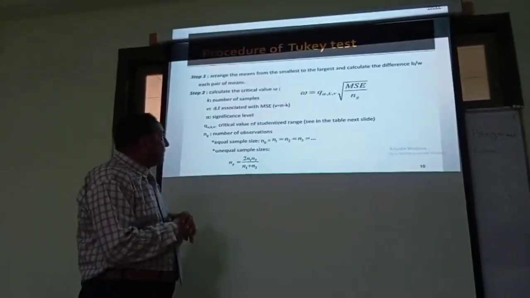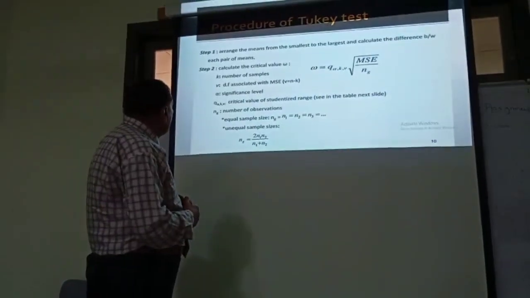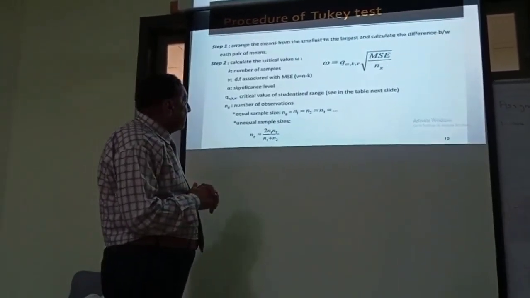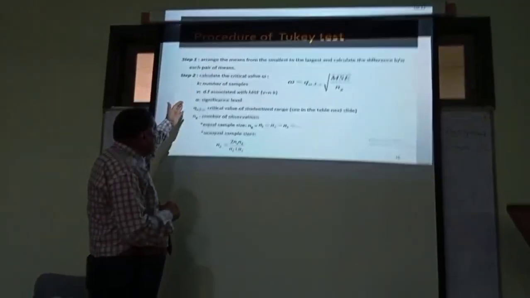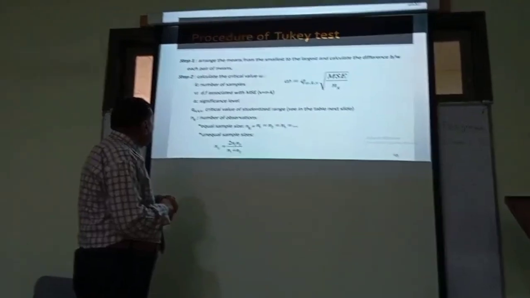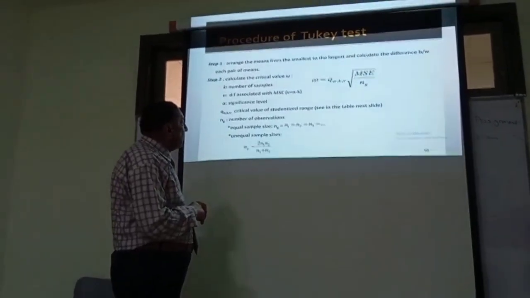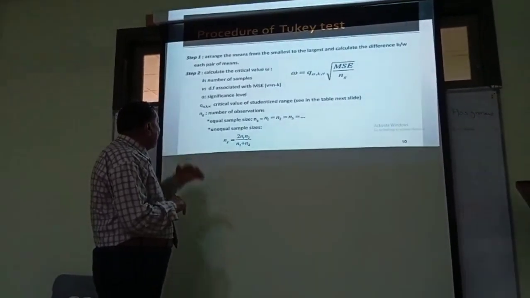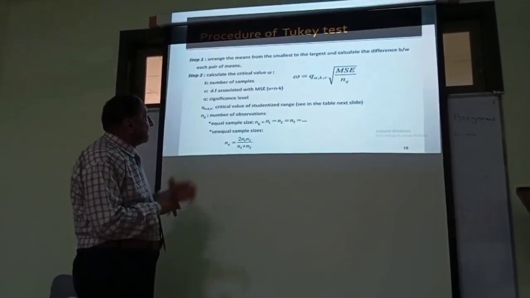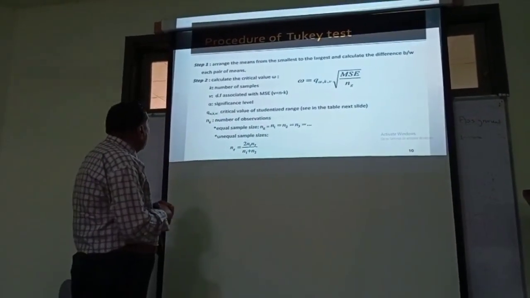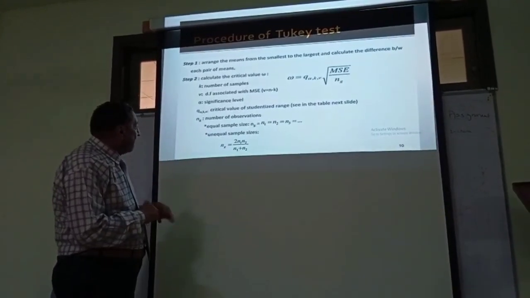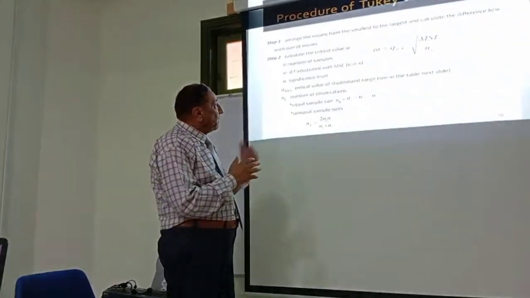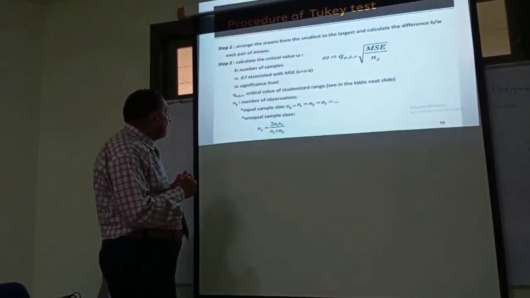Arrange the data from smallest to largest, and for each pair the mean is computed, and this is the formula. Then you will see what is k, what is alpha, what is q, and N is the number of observations. There is equal sample size and unequal sample size, so you can have this kind of formula, which we will explain in more detail. Next, please.